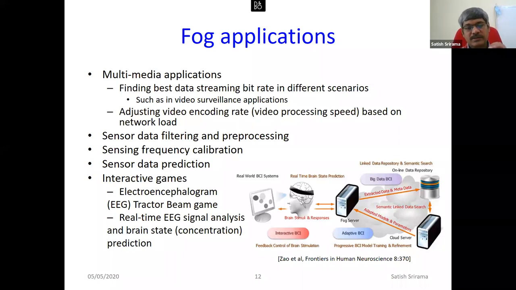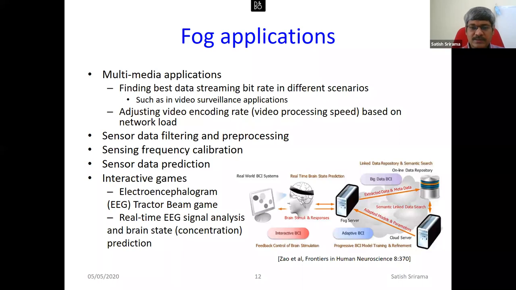It is also very good for sensor data filtering and pre-processing. I can give you a perfect example, which we were trying in Estonia. In Estonia, we have a lot of forests. There are a lot of forests. So basically there will be regular fires, so they are to be monitored. So different sensors are to be deployed.